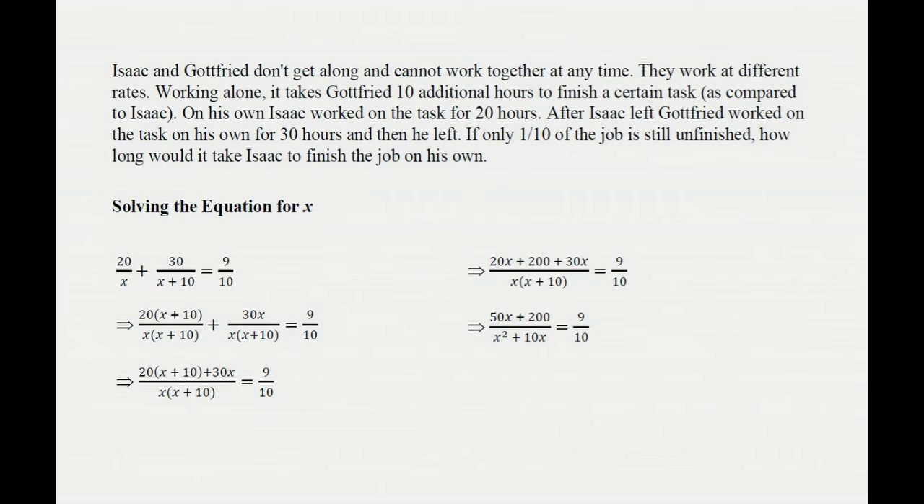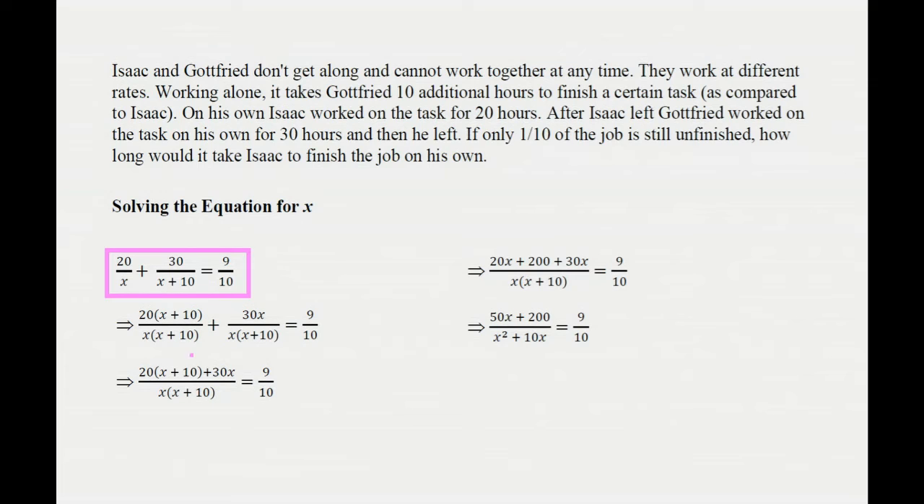So I'm going to solve the equation. This equation came from the previous slide, and I will solve this equation. Now you can solve it any way you want. Here is one method. I multiplied both 20 and x by x plus 10. And here I multiplied 30 by x and then x plus 10 by x so that I have the same denominator, x times x plus 10.